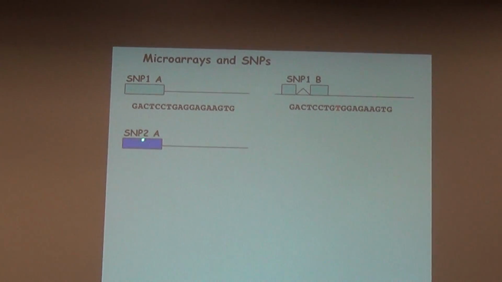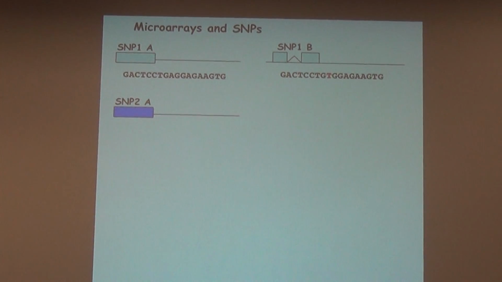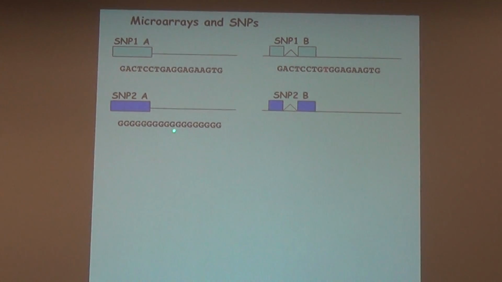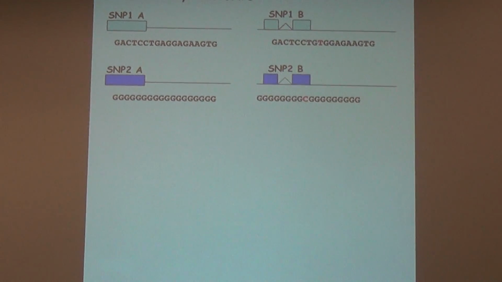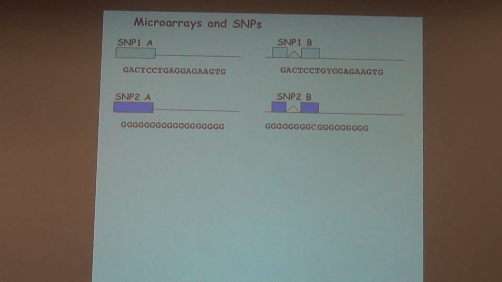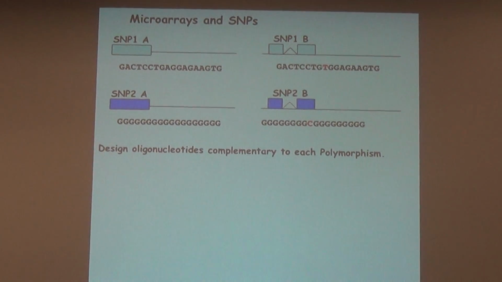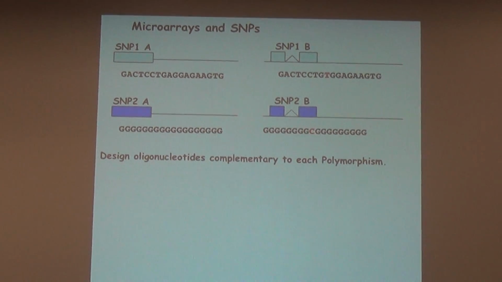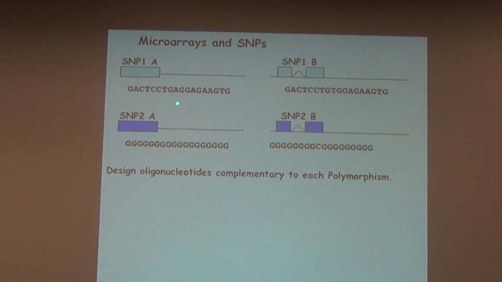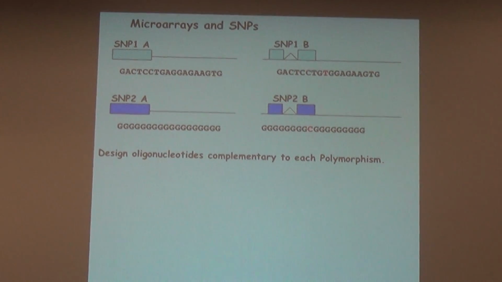Totally different locus, SNP2, different position on the chromosome. Again, you have a sequence that goes GGG, and a different sequence right there that goes a C instead of a G. That's the SNP. Different location on the chromosome. So, what you do is you design oligonucleotides, or little primers, that match this sequence. And match these sequences, and put them in 2 different spots on the slide.